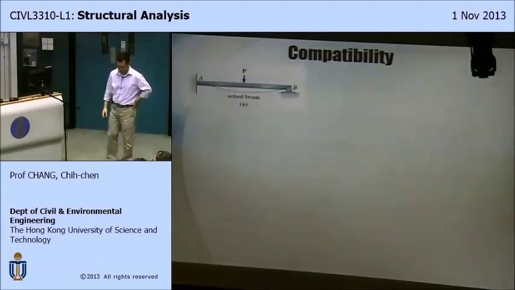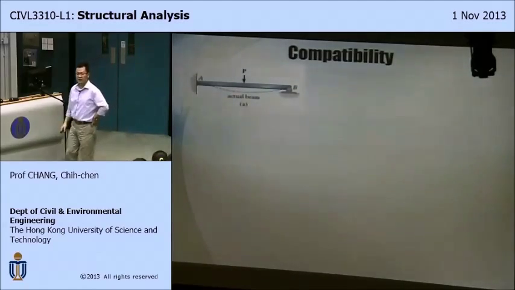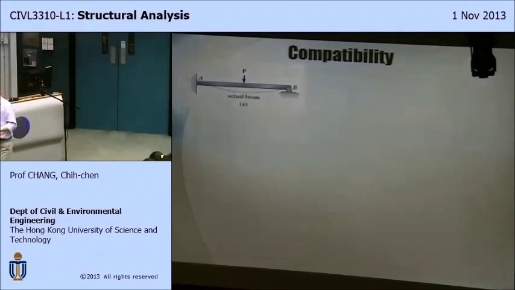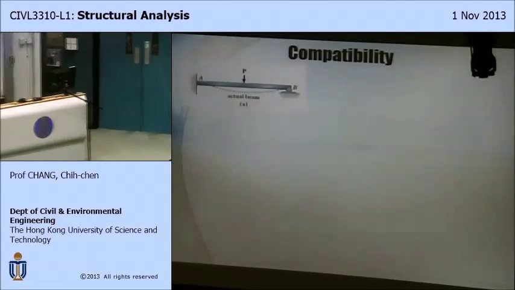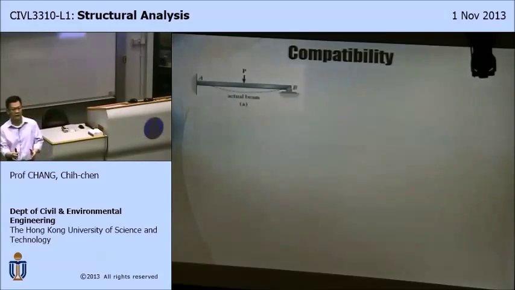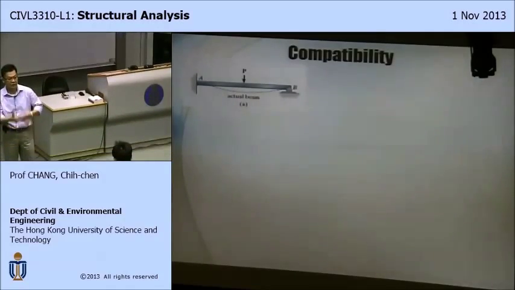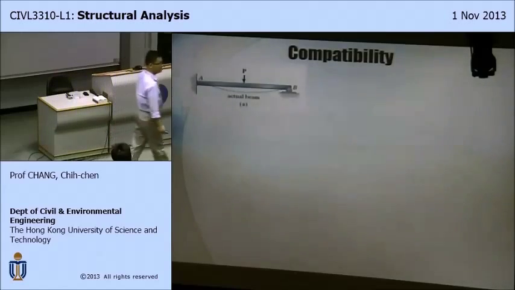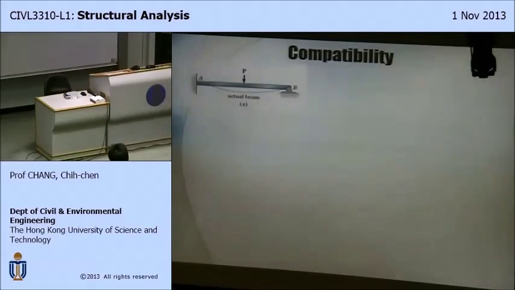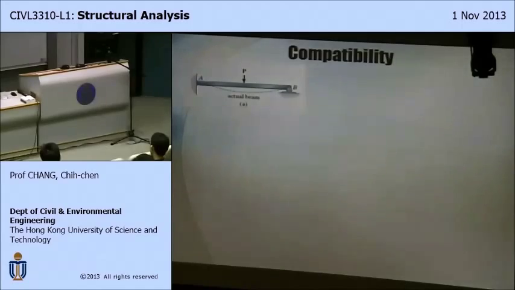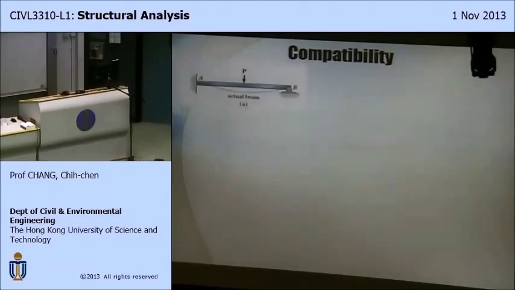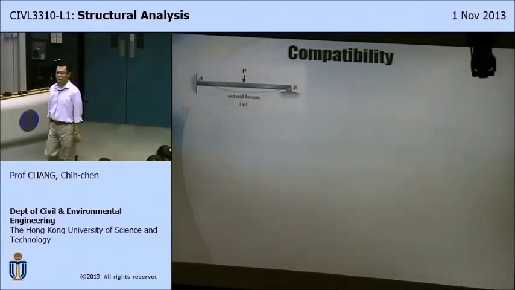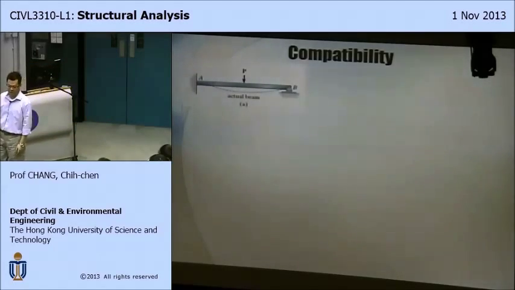So what is a force method? Force method means that you are choosing force as your starting point. So you use force to begin your analysis as your unknown. So the first approach that we can do is the so-called compatibility approach. Compatibility approach. So what is a compatibility approach? It's actually a very straightforward approach.